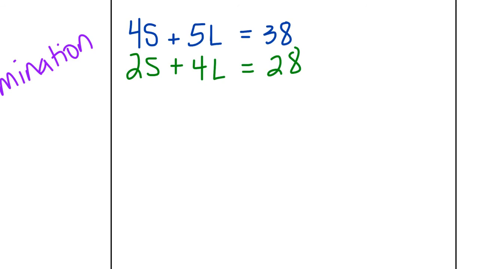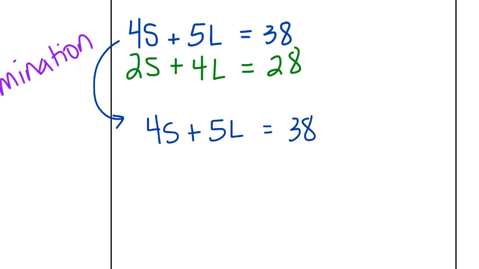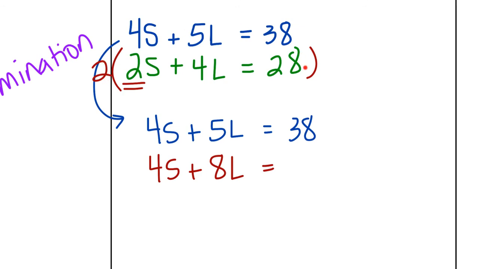So here's what I'm going to do. That first equation, I'm just going to rewrite it. Okay, but the second equation, I want this to become a 4. So I'm going to multiply the whole thing by 2. 2 times 2 is 4, so that's going to give me 4s. And then 2 times 4 is 8, so that'll give me 8l. And then 2 times 28 is 56. So now, not only are the variables lined up, S, S, L, L, I now have a variable that has the same coefficient in both equations.